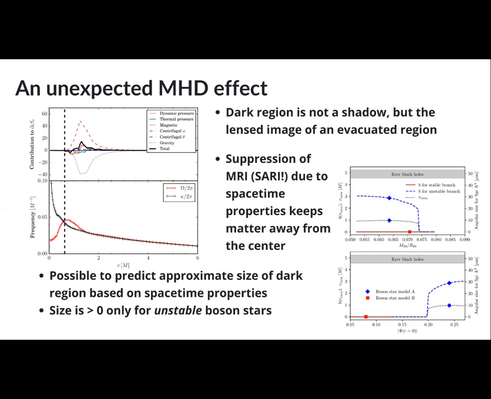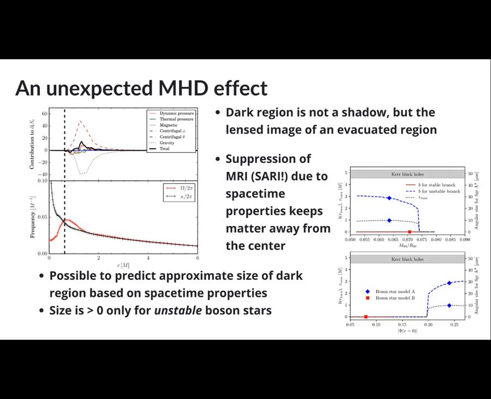What happens here for this particular boson star is that the mass distribution of the scalar field produces circular geodesics that are not always decreasing in rotation velocity with radius. There is a maximum of the rotation velocity, and we see that indeed the inner edge of the torus coincides with this maximum of the rotation velocity profile. This is very interesting because it allows us to predict to some extent the size of the dark region based purely on the spacetime properties.